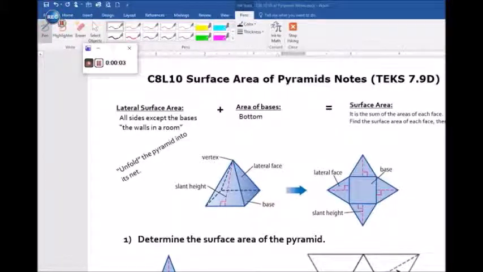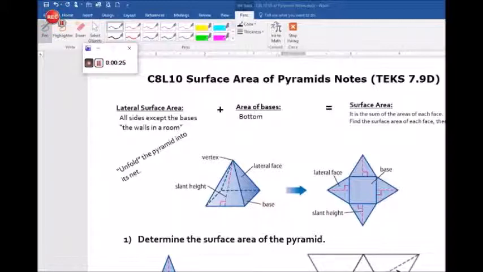Chapter 8, Lesson 10, Surface Area of Pyramids. We will be talking about finding the surface area of rectangular pyramids and triangular pyramids.